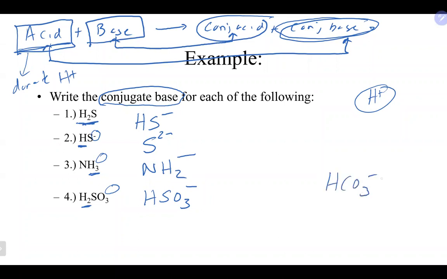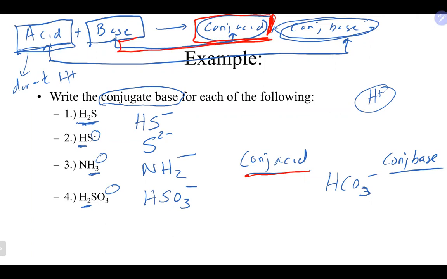HCO3 minus, a little bicarbonate here. Why don't you write the formula for the conjugate acid? And why don't you also do it for the conjugate base? We'll start with the conjugate acid in this case. As we just talked about, if we are looking for the conjugate acid following backwards, that means that what we're dealing with is going to act as a base, which means it should accept the H plus.